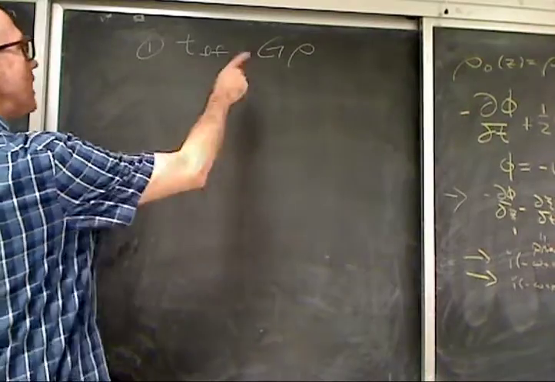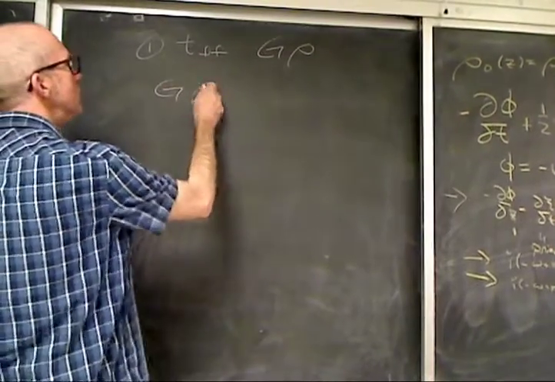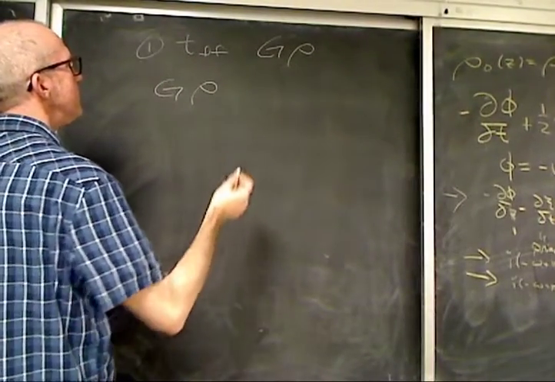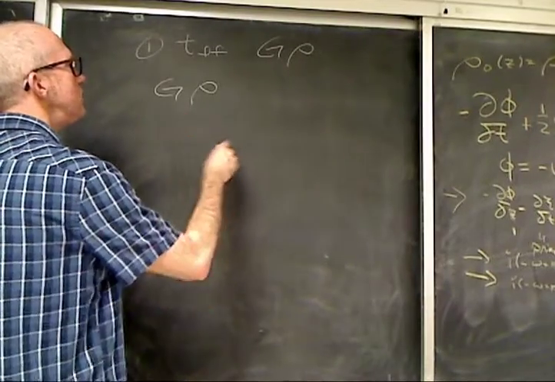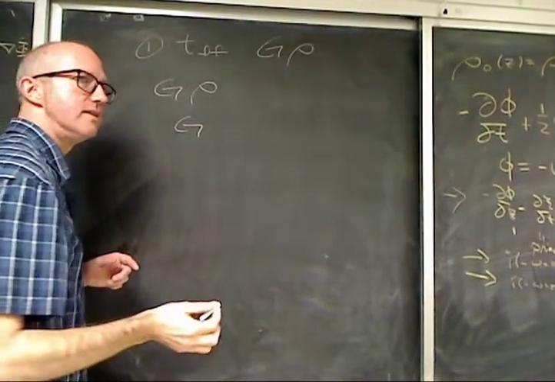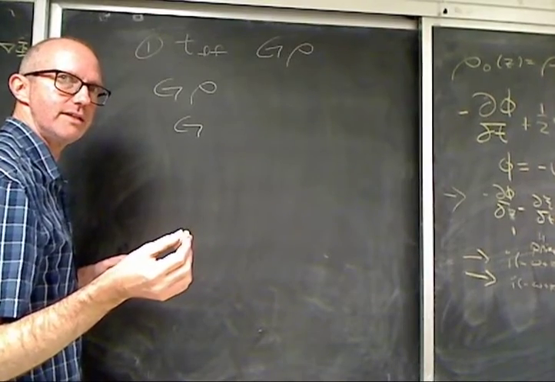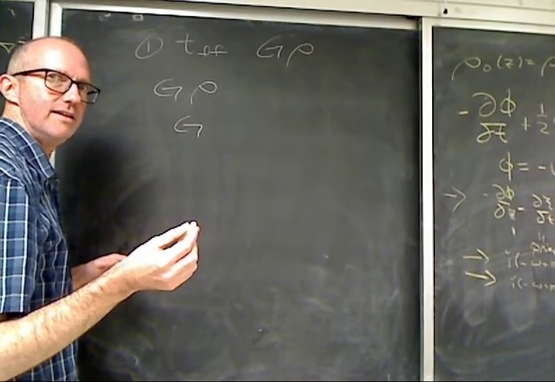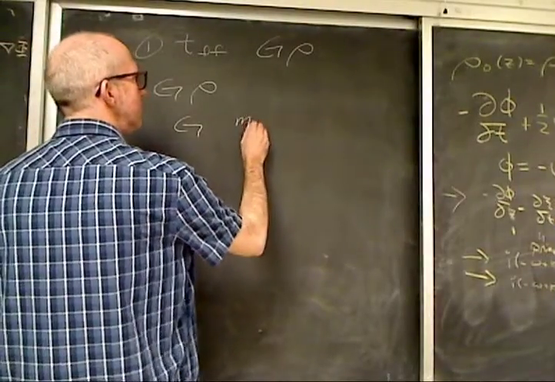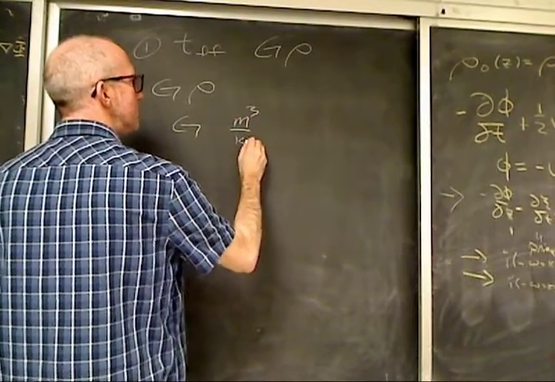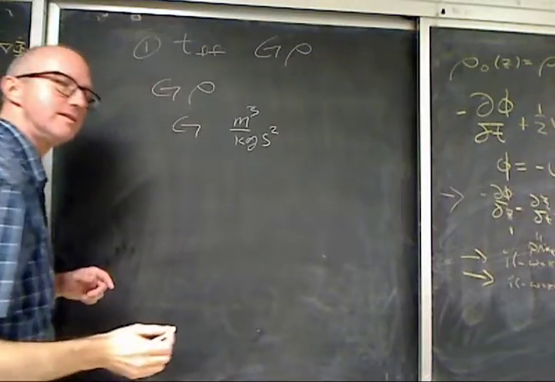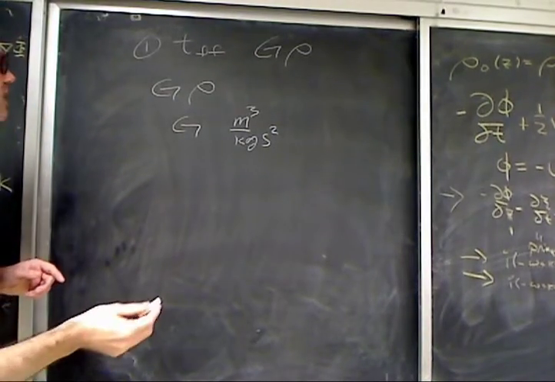Okay, so how do I do this? G, rho, I need to get a time out of this. So what are the units on G? Somebody yell out one of them. There are a couple of different ways you can write it. Meters cubed per kilogram second squared. Pretty good.